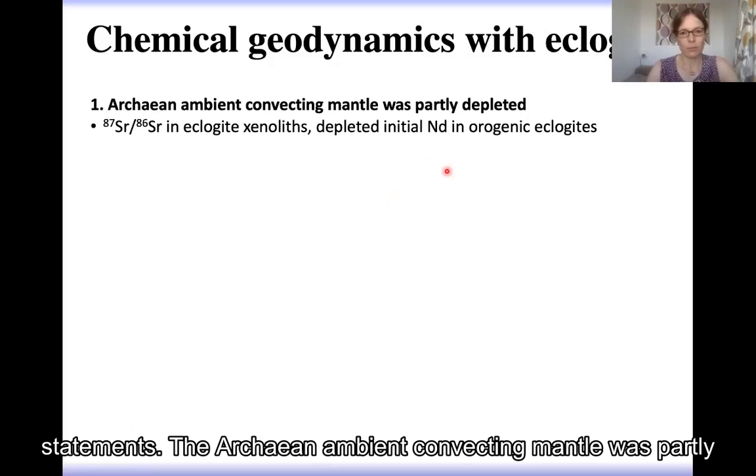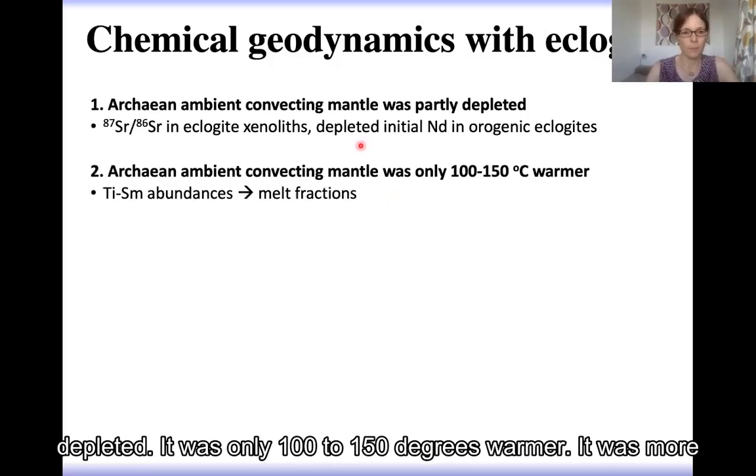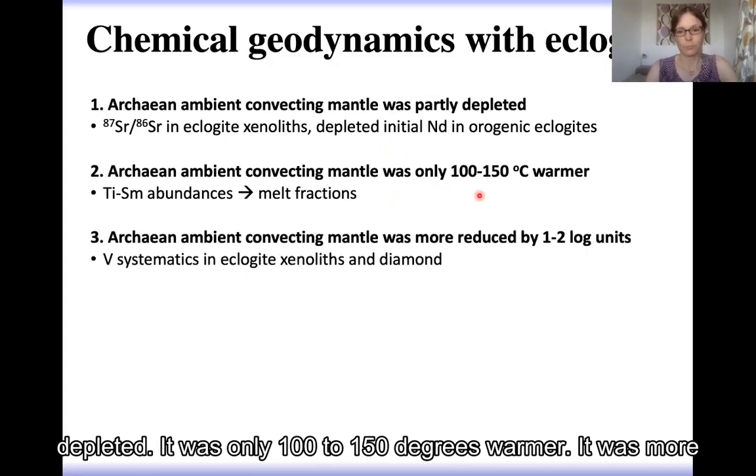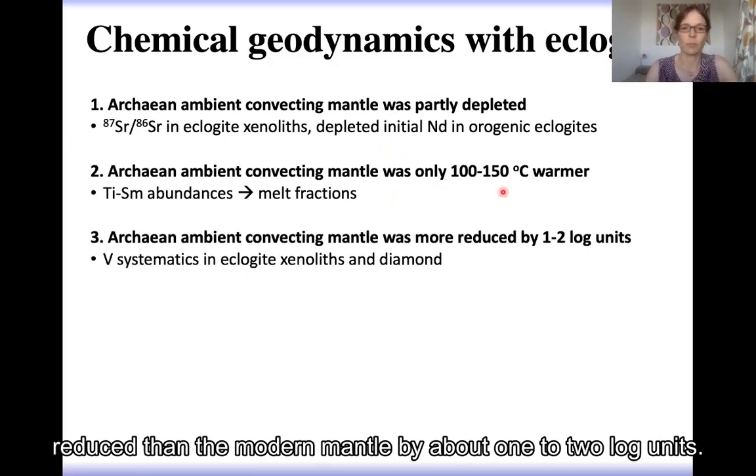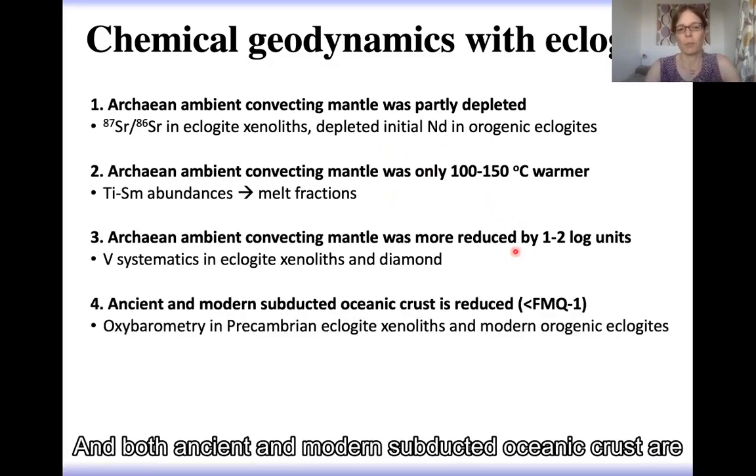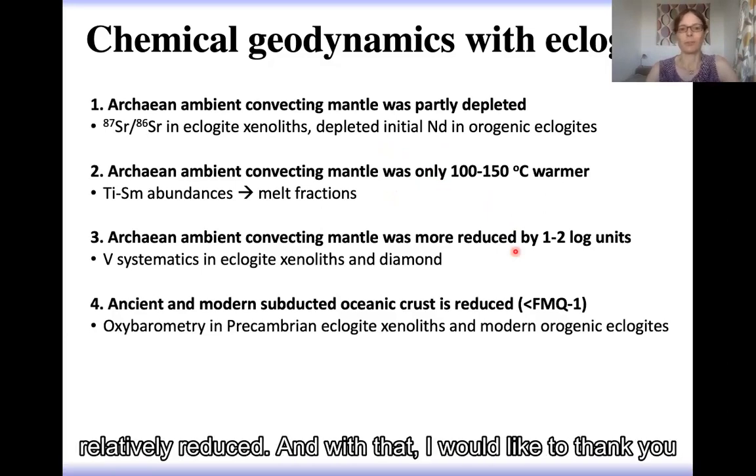The Archean ambient convecting mantle was partly depleted. It was only 100 to 150 degrees warmer. It was more reduced than the modern mantle by about 1 to 2 log units. And both ancient and modern subducted oceanic crust are relatively reduced.